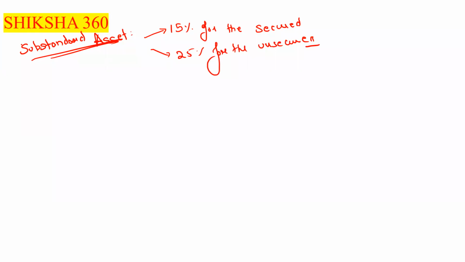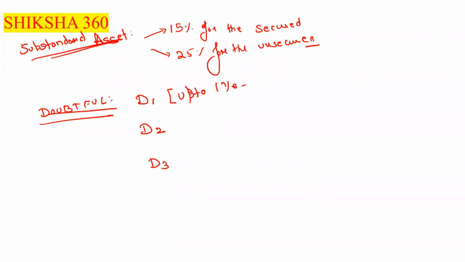Okay. Now next one, that is third one here, doubtful. So under the doubtful category, basically it is divided into 3 parts: D1, D2 and D3. Clear? D1 is basically for up to 1 year. D2 basically stands for 1 to 3 years. And D3 basically stands for above that. Generally 3 to 7 years we consider.